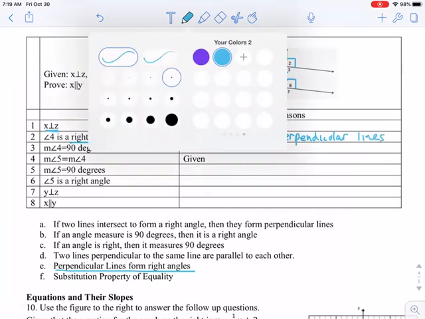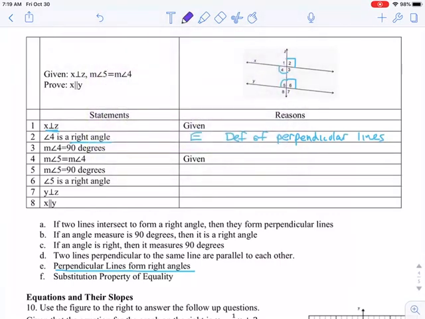All right, now again, let's look at this. Measure of angle 4 equals 90 degrees. Which one would this be? Well, if an angle is right, then its measure is 90 degrees. It's a right angle, so it's 90 degrees by C. We usually just say definition of right angle. And a lot of these definitions can be written as biconditionals. Definition of perpendicular lines, definition of right angles, they can be written as if and only if statements. They're really good definitions. Then that was given to us: measure of angle 5 equals measure of angle 4.